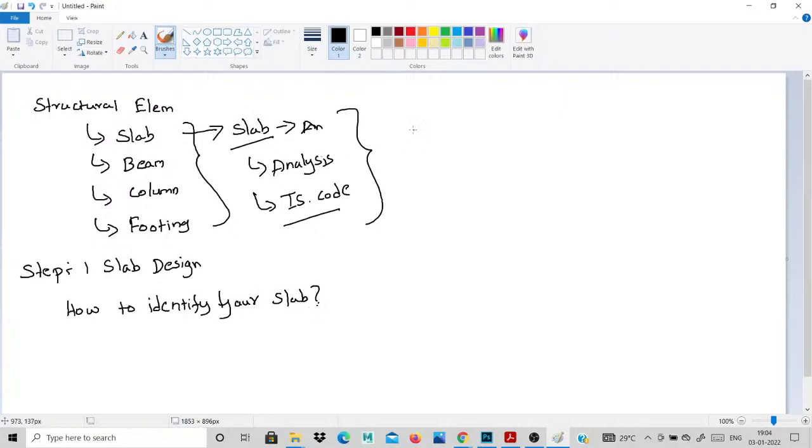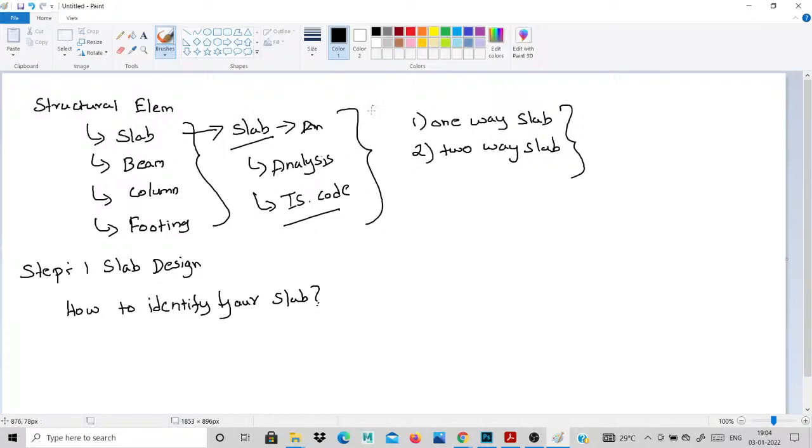The common slabs are the one-way slab and the two-way slab. These are the two common types of slabs used in our buildings. Another is the cantilever, another is the flat slab, and there are many others. But mainly two slabs are used in our RC design: the one-way slab and the two-way slab.